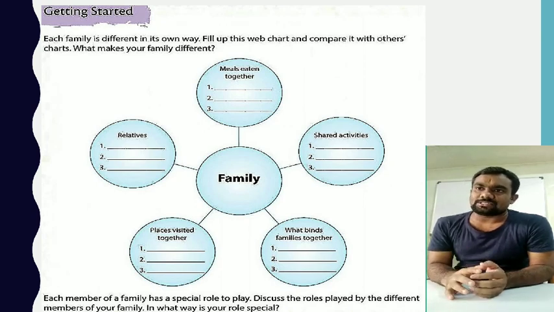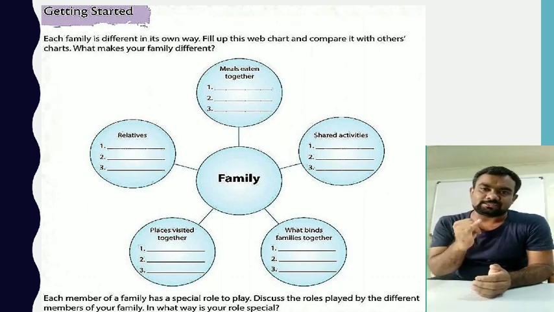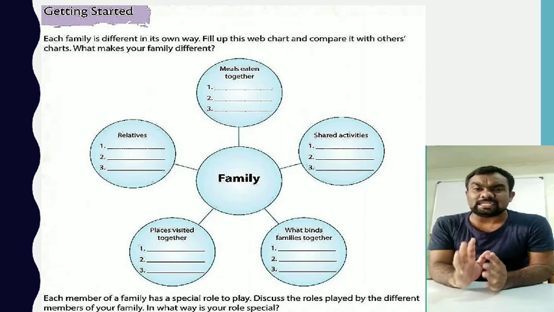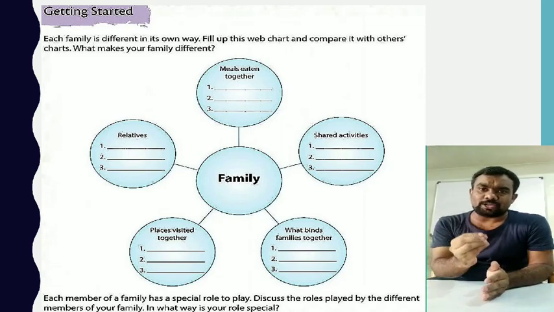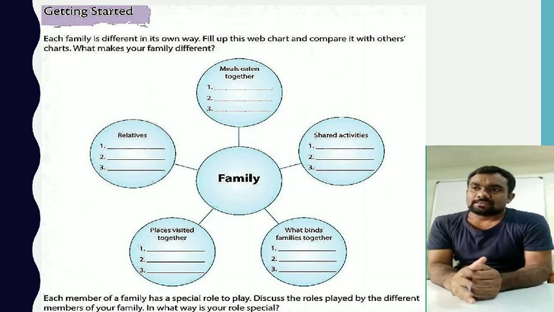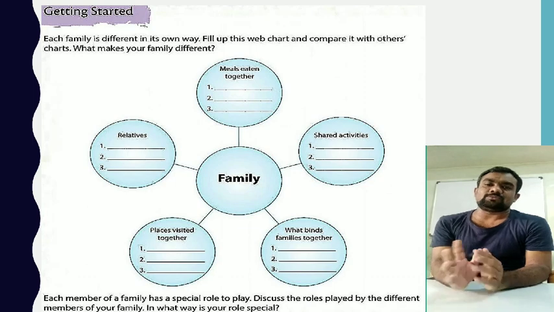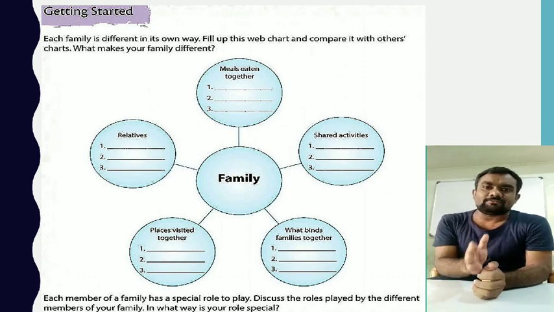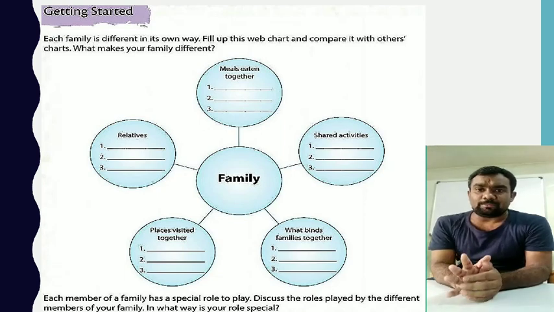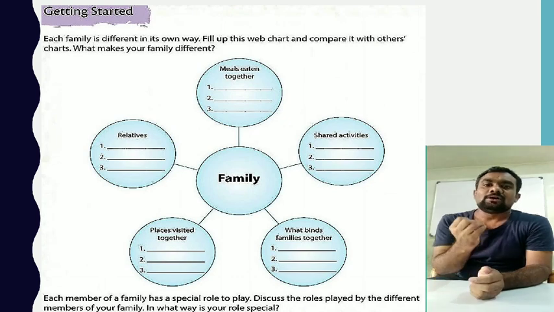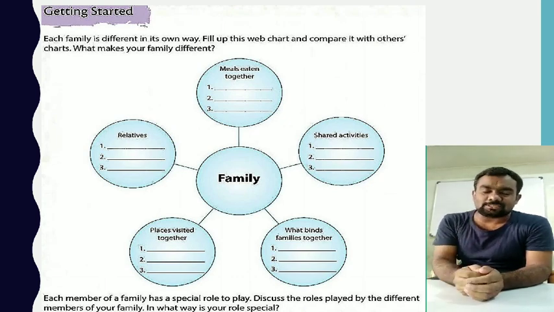Now, first is given meals eaten together. So when you are eating the meals, the breakfast, the lunch, the dinner, how many of you eat together, right? Who joins you, your father, mother, sister, how many of you sit together? Second is shared activity. What activity you do shared means together. When you are at home with your family, what activities do you all do together? Do you cook with your mother? Or help your father in doing some activity?